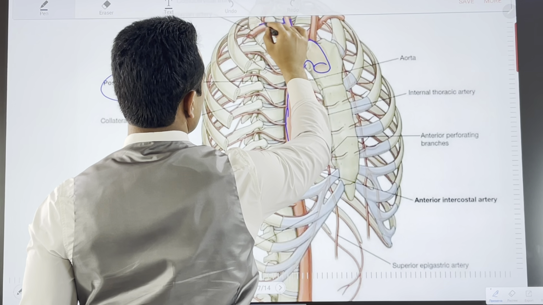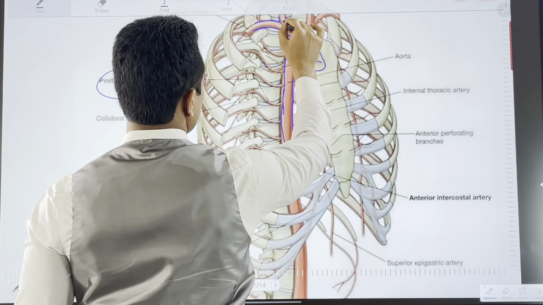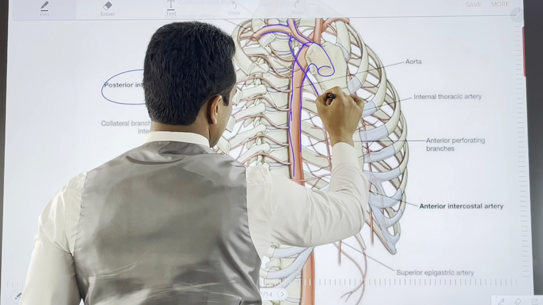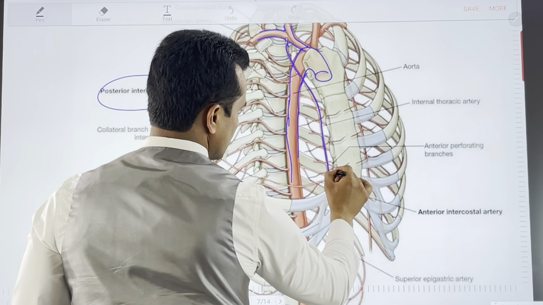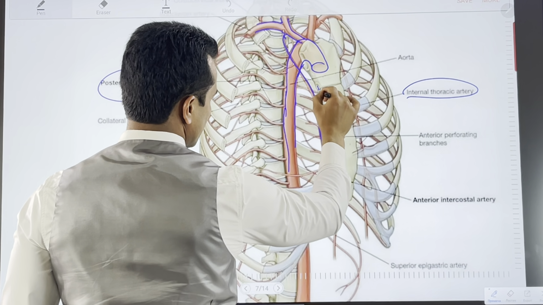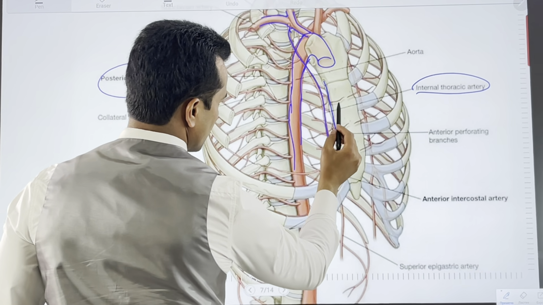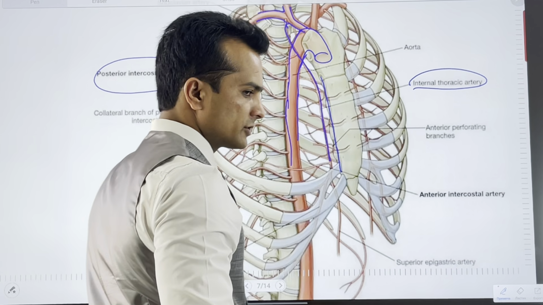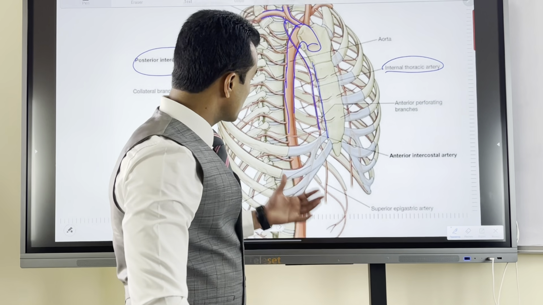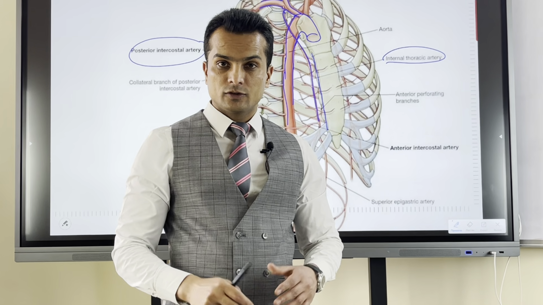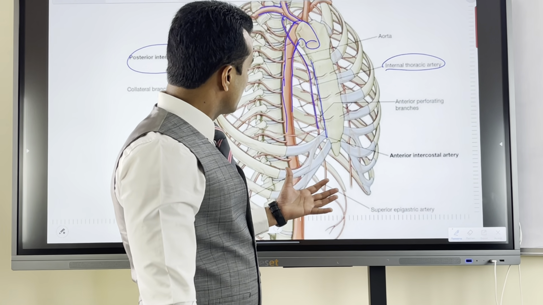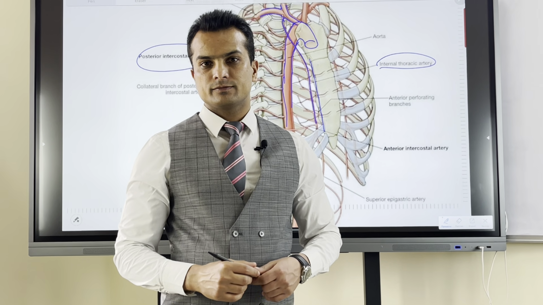The brachiocephalic trunk divides into the right subclavian artery and right common carotid artery, and the first part of the subclavian artery gives the internal thoracic artery. This is basically the internal thoracic artery, and it lies just 1 centimeter, 1 finger breadth lateral to the body of the sternum. You may have image-based questions in your exam, so just mark these images also, and you can study from the Netter atlas also.